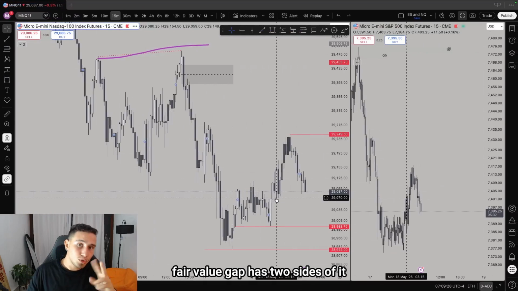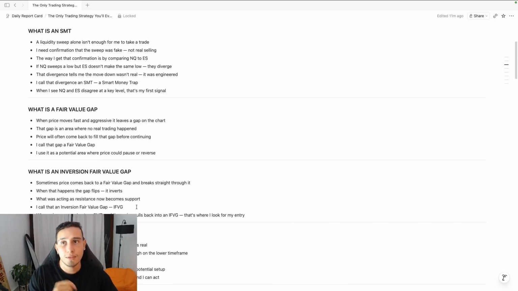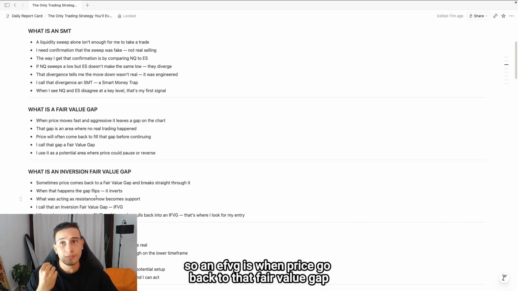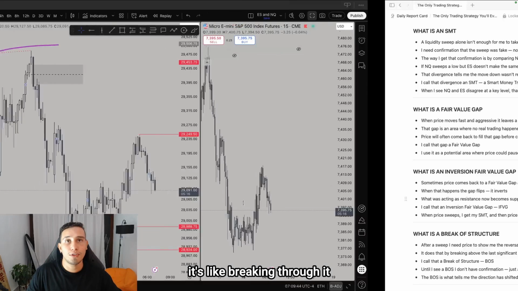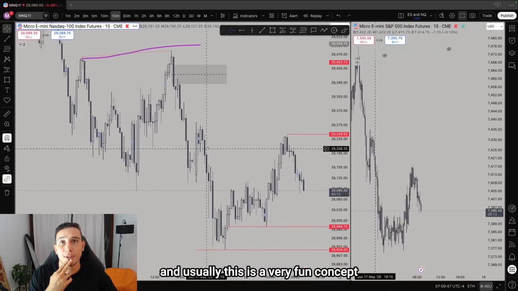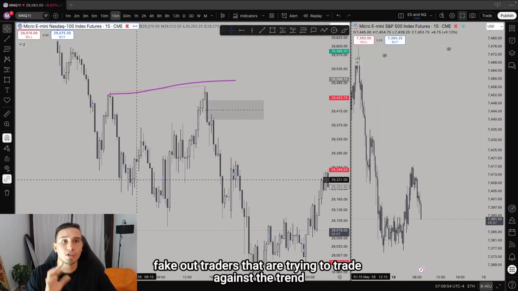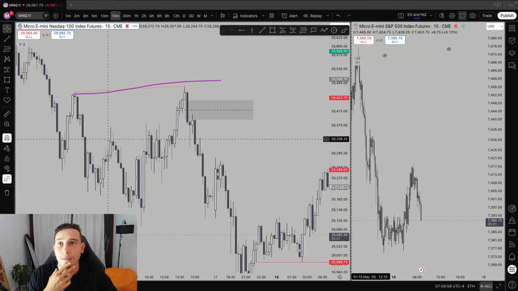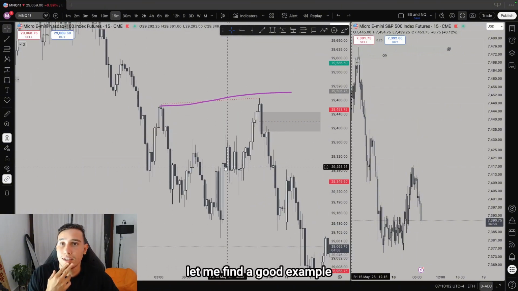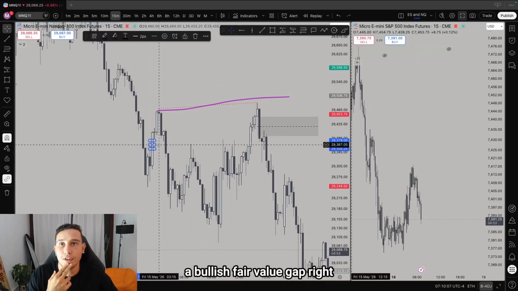A fair value gap has two sides to it. You have a fair value gap and an inversion fair value gap, right? An IFVG is when price goes back to that fair value gap and then breaks straight through it, right? And usually this is a very fun concept. It's basically made to fake out traders that are trying to trade against the trend. That's why I'm telling you, don't trade against the trend, at least when you're a beginner. What do you want to do? For example, let me find a good example. For example, this, right? This is a bullish fair value gap, right?